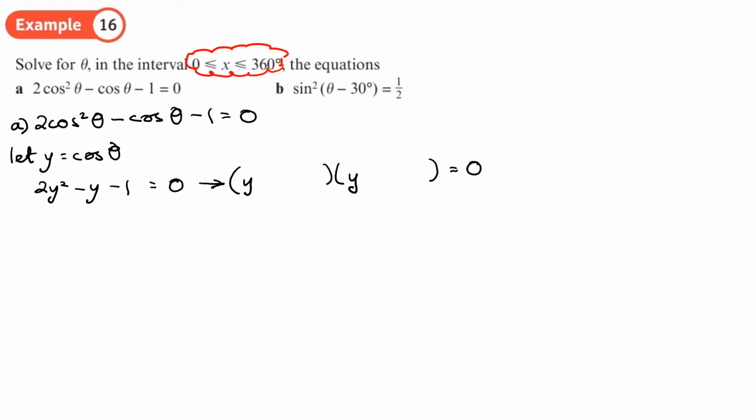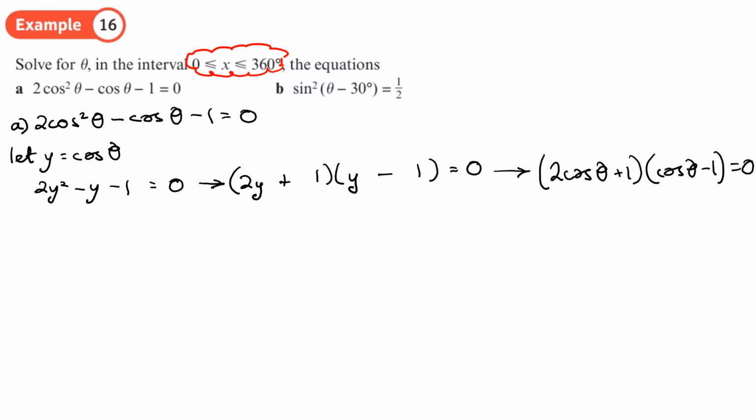So we're going to have 2y in the first bracket. The two numbers at the end both need to be 1s, and I want to get negative 1. So negative 2 plus 1, yeah, that'll work. So from here I could say I've now got 2 cos theta plus 1, cos theta minus 1.